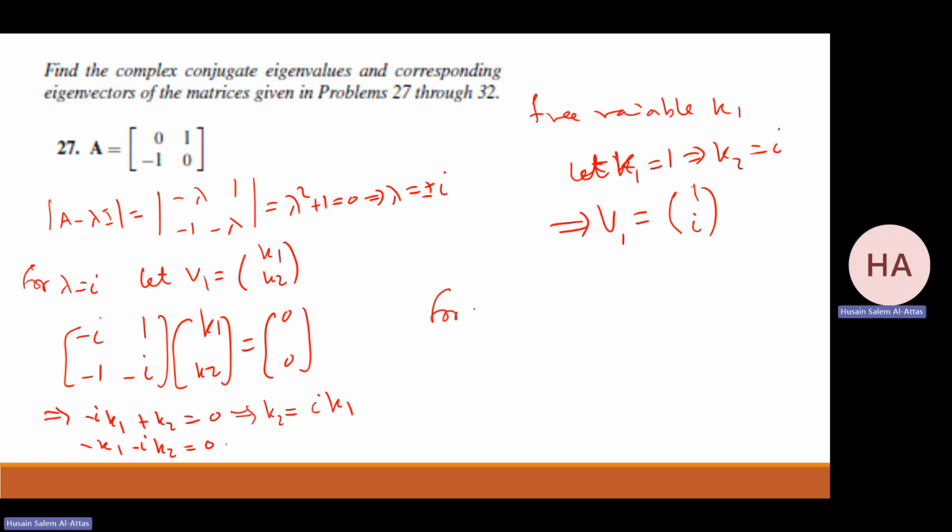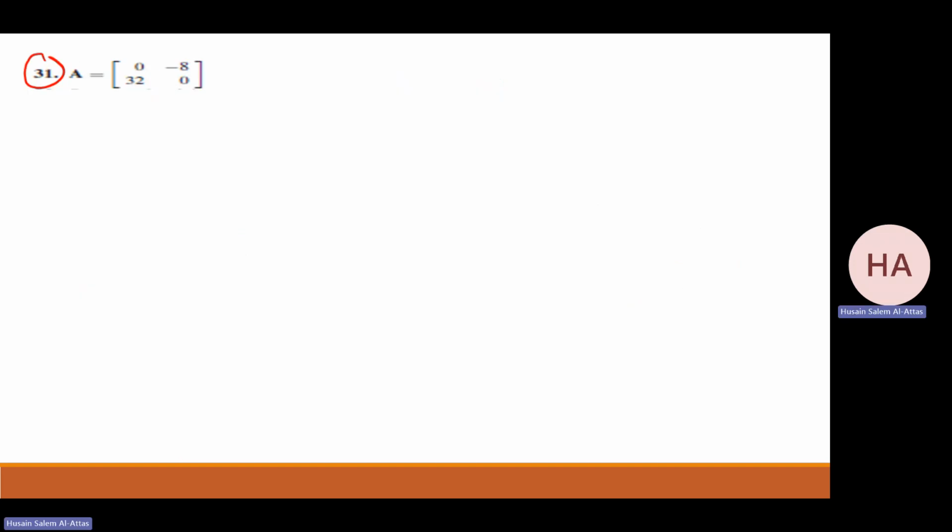Now for the other lambda, minus i, no need to do the calculation. V2 will be V1 bar, and that will be 1 and minus i. That's it. Now we'll go to the second one. I do the same thing.